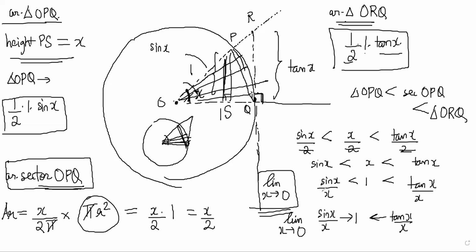They will tend to 1 from opposite sides, however, right? Because actually this is lesser than 1 and this is greater than 1. So this will be say 1.001 and this will be 0.999 or something like that, right? So this will also tend to 1 and this will also tend to 1, but from different sides. So that is a geometrical proof that limit x tends to 0, sin x by x is equal to 1, which is equal to limit x tends to 0, tan x by x.